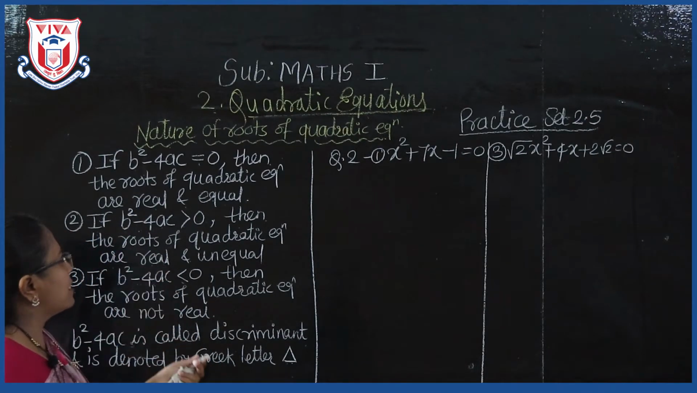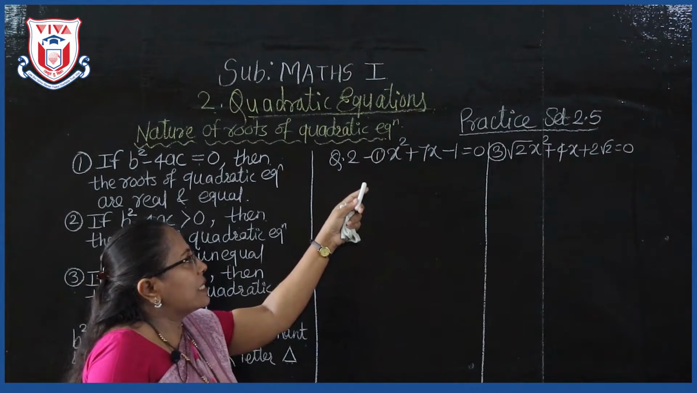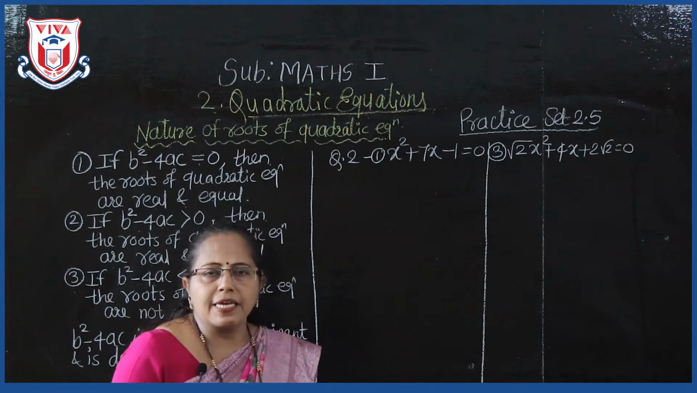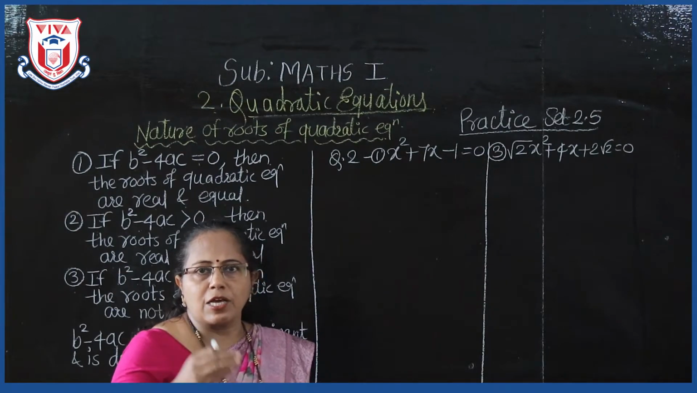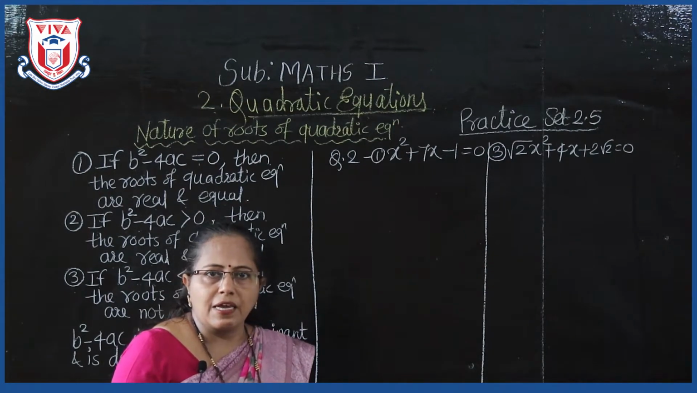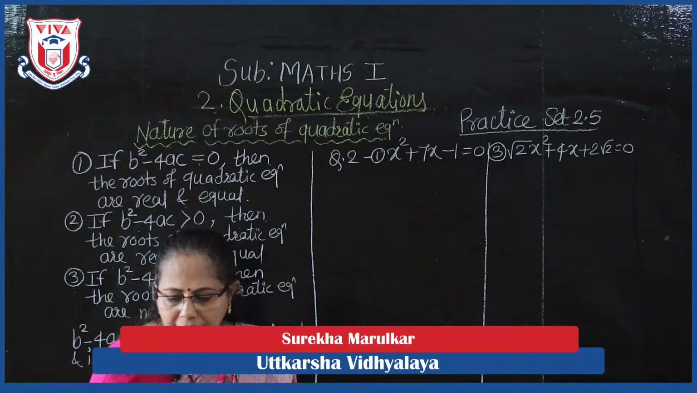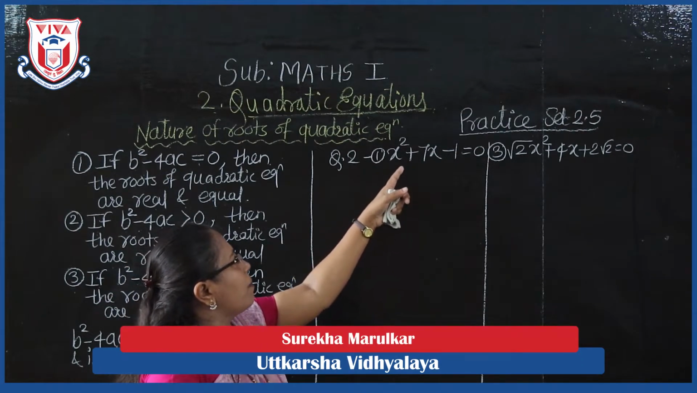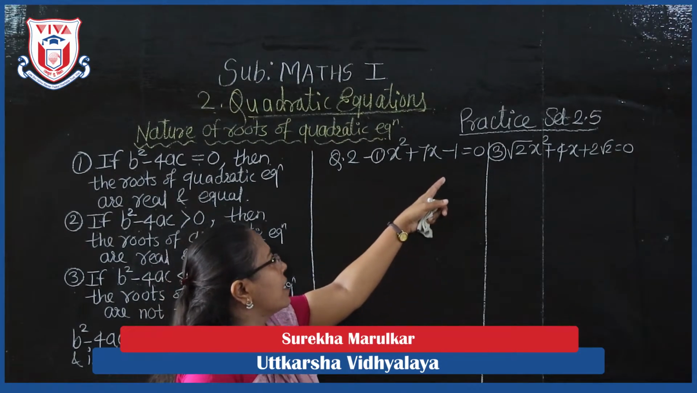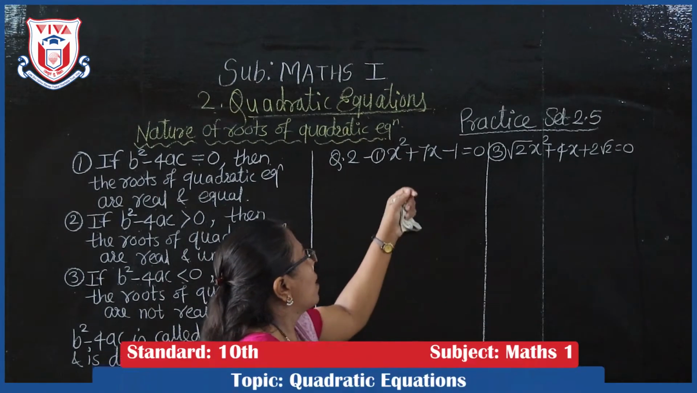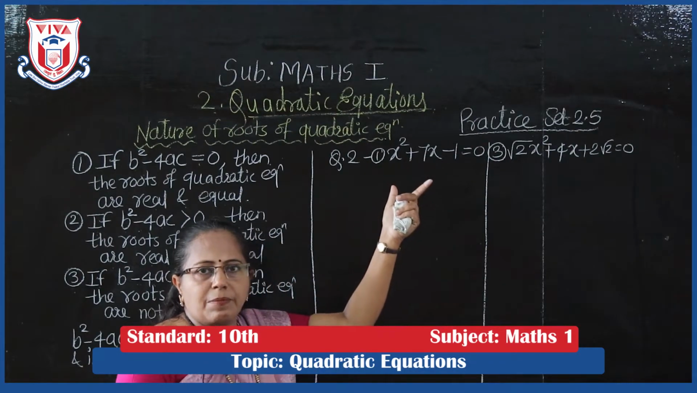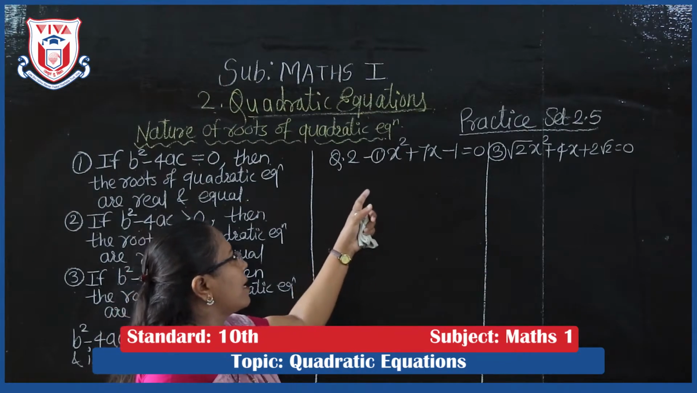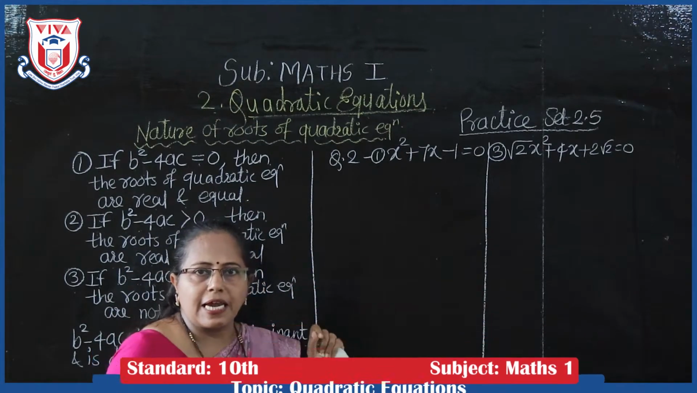Okay. So using this, we will solve practice set 2.5 question number 2. The question is, decide the nature of roots of the quadratic equation or find the value of discriminant. First one, x square plus 7x minus 1 equal to 0. Now to find the value of discriminant, we require the values of a, b and c. And for that, we have to compare the equation with the standard form.